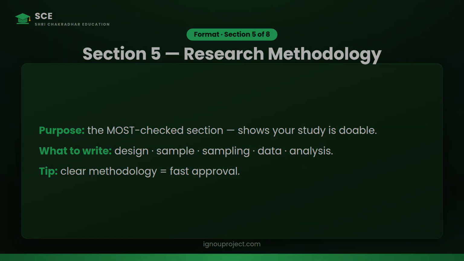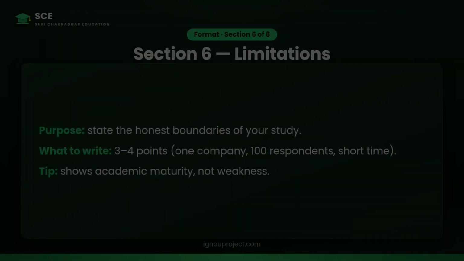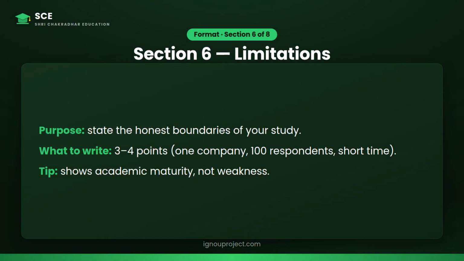Section 6. The limitations of the study. Here you honestly state the boundaries of your project. For example, that the study is limited to one company, that the sample is only 100 respondents, or that the time period is short. Stating limitations does not weaken your synopsis. It shows academic maturity. Keep it to 3 or 4 honest points.